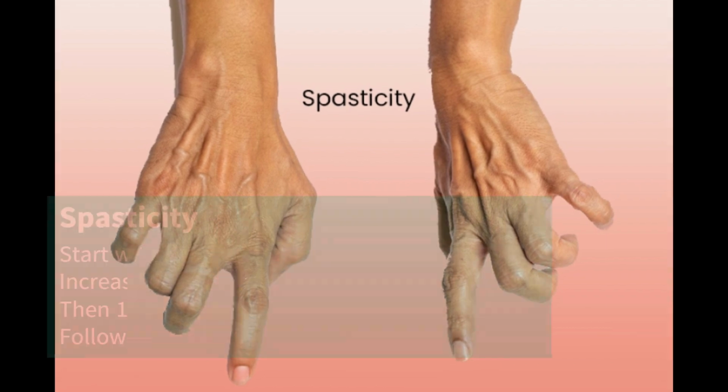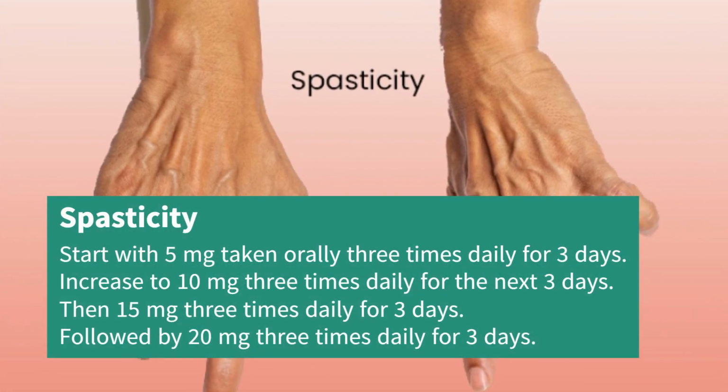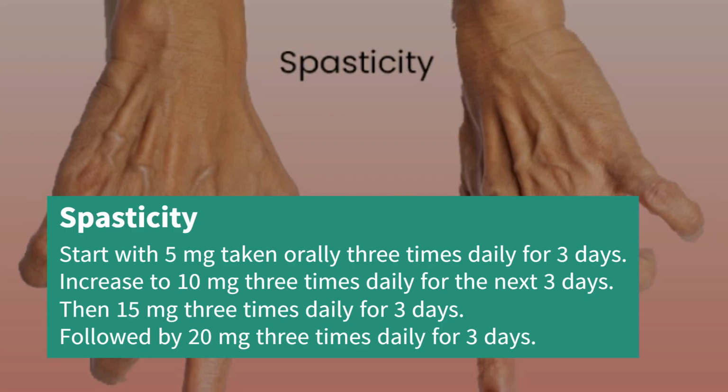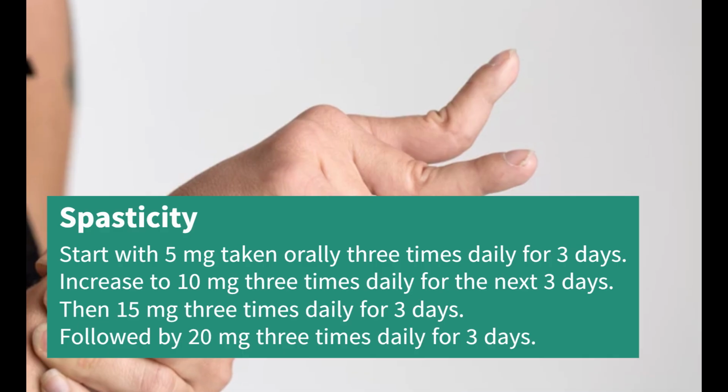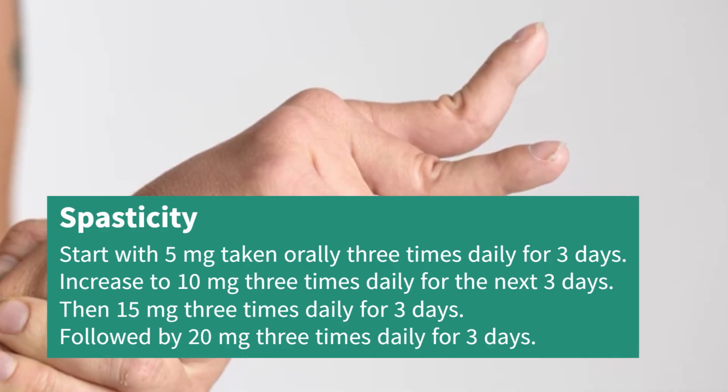How to use Baclofen orally. Initial adult dosage for spasticity. Start with 5 mg taken orally 3 times daily for 3 days. Increase to 10 mg 3 times daily for the next 3 days. Then 15 mg 3 times daily for 3 days. Followed by 20 mg 3 times daily for 3 days.